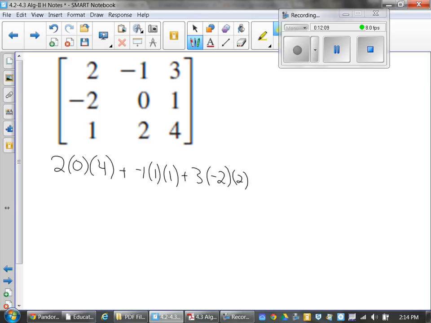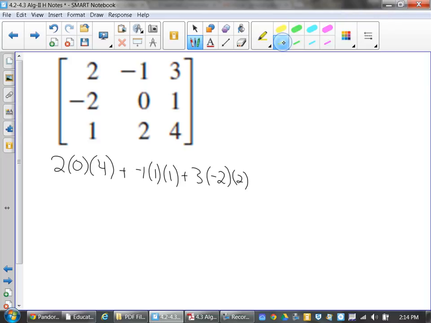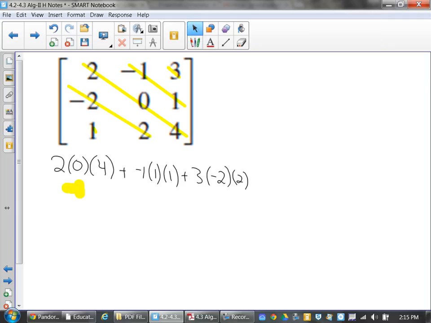I got it. So I have my downward diagonals. My downward diagonals: 2, 0, 4, negative 1, 1, and 1, 3, negative 2, and 2. Those are all my downwards. I get 0, negative 1, negative 12. So this is negative 13.